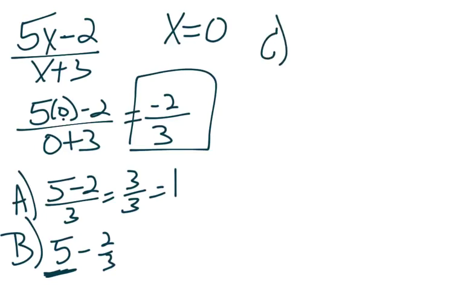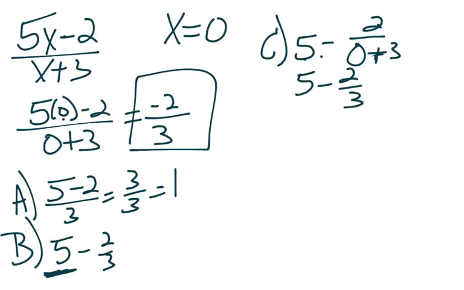Then I'm going to look at C. Now we're getting a little more interesting, because we have our x. So now I have 5 minus 2 over x plus 3. Again, I'm going to take out my x and put in a 0. So I have 5 minus 2/3. Well, that's exactly the same as B. That doesn't work for B, doesn't work for C.